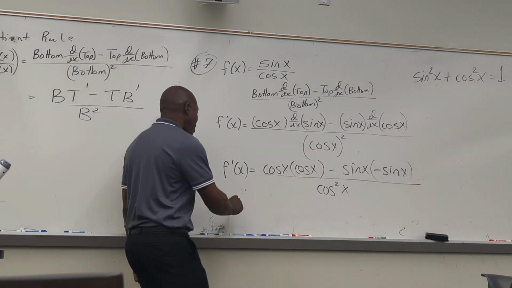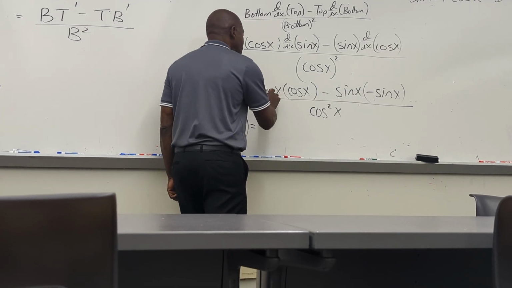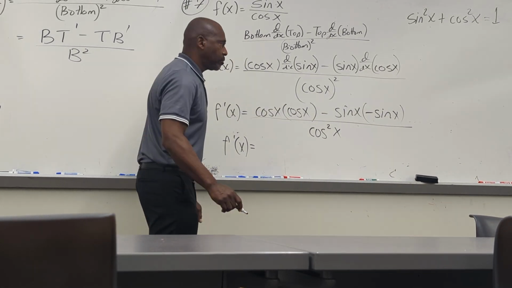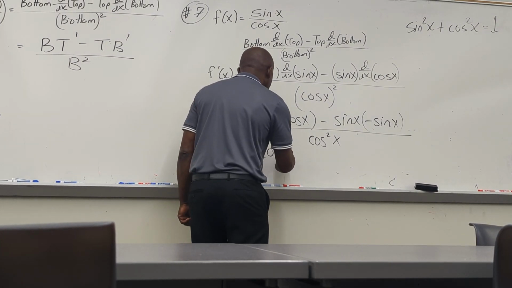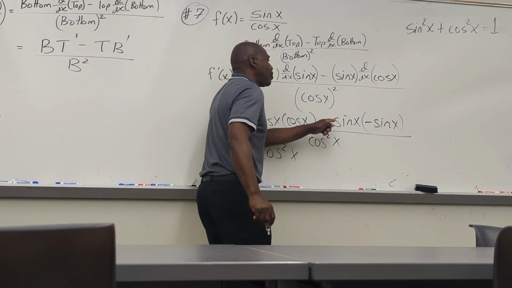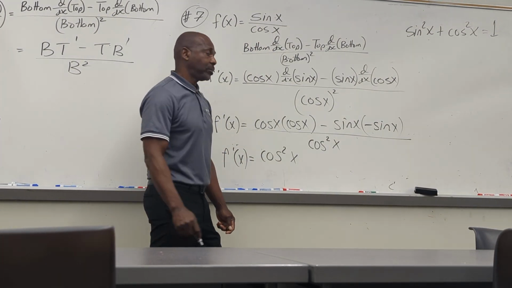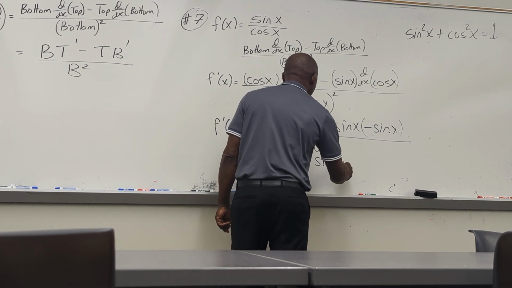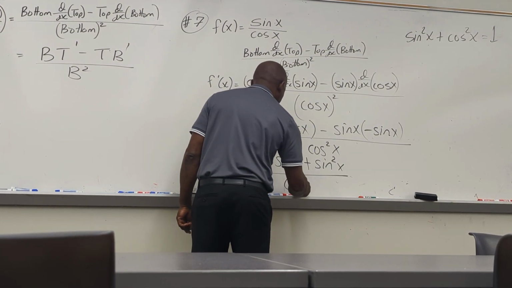So now we have, what's cosine x times cosine x? Cosine squared x. So that's cosine squared x. What's negative sine x times negative sine x? Positive sine squared x. All over cosine squared x.